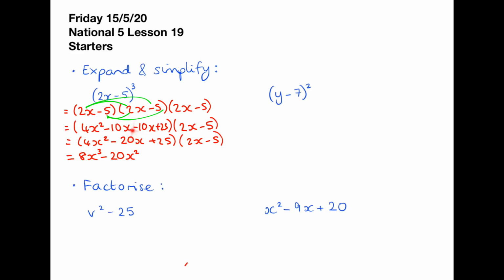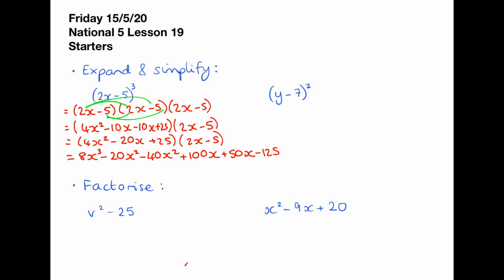Then we're moving on to the minus 20x. So minus 20x times positive 2x gives us a minus 40x squared. And then we're doing the minus 20x times the minus 5. So a negative times a negative gives us a plus, and that's 100x. Okay, next bit. 25 times these 2 now. So 25 times 2x gives us plus 50x. And then 25 times negative 5 is minus 125.